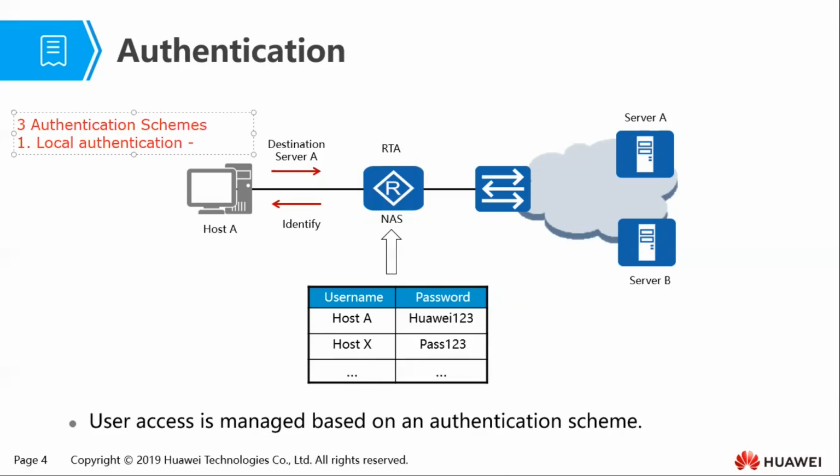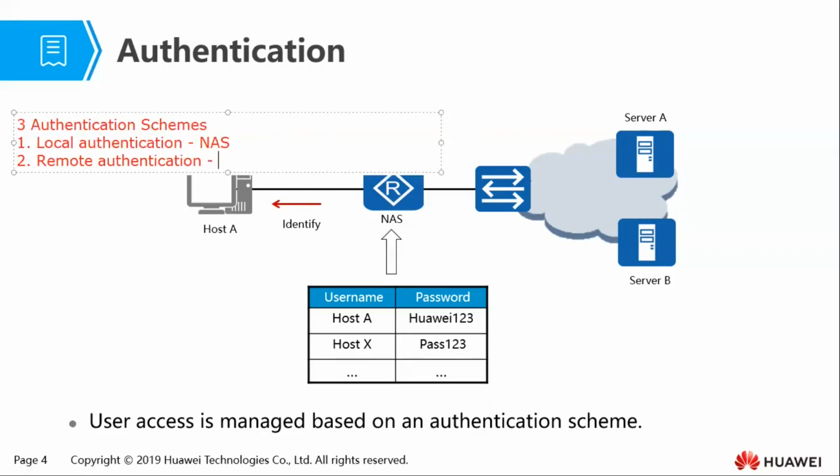Local authentication is when you're being authenticated by the network access server, or simply put, your router. Now, the other form of authentication is called remote authentication. When we talk about remote authentication, you are being authenticated by your AAA server.